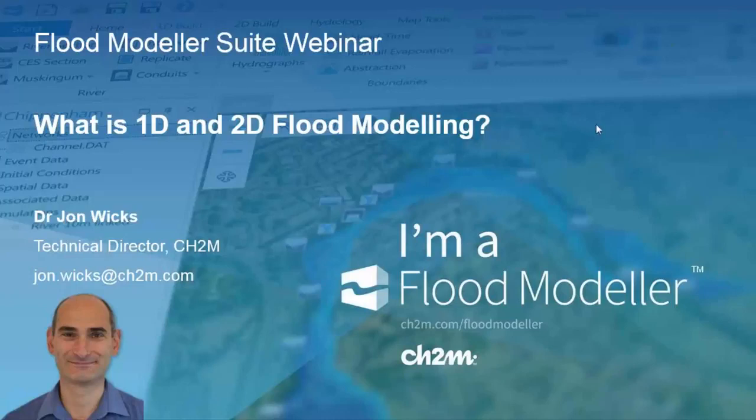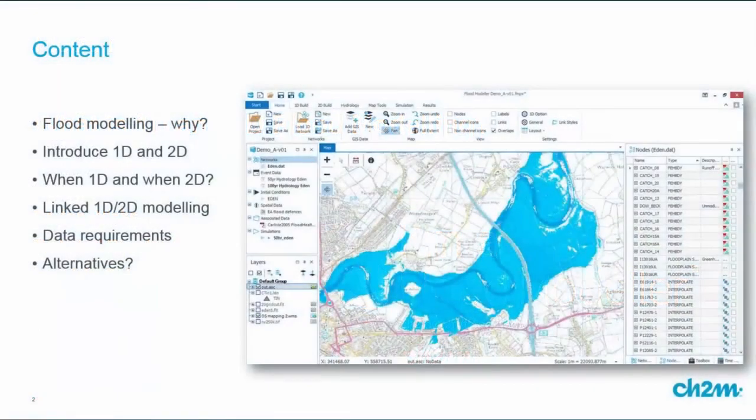2D flood modelling. I'm going to start by explaining some of the reasons why flood modelling is important. I'll then introduce how you undertake both 1D and 2D modelling, and then talk about where and when 1D and 2D methods are appropriate. I'll then talk a little bit about linking 1D and 2D modelling together, say something about the data requirements, and then finish looking at some of the alternatives to 1D and 2D flood modelling.